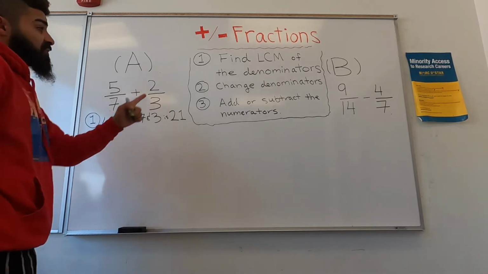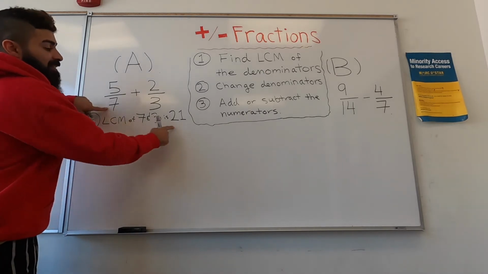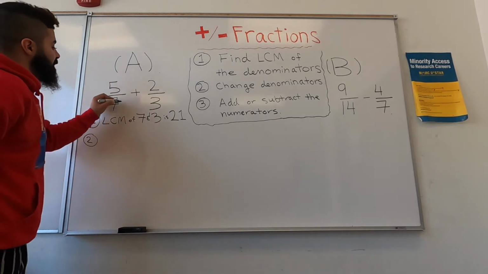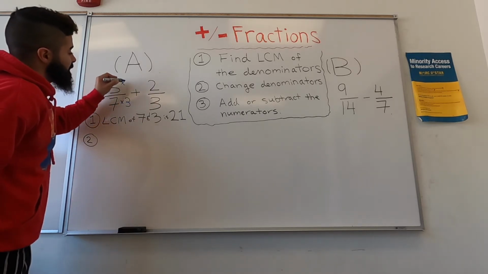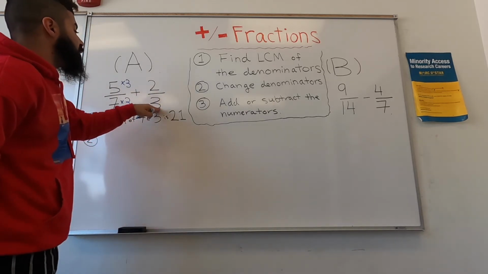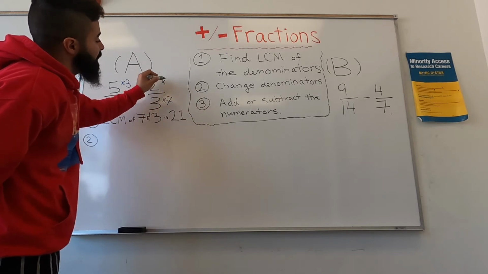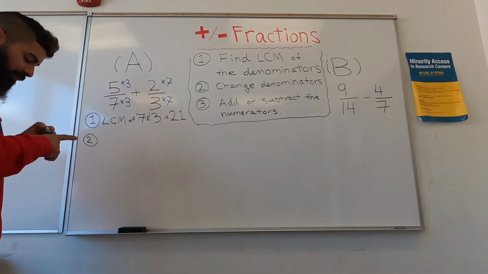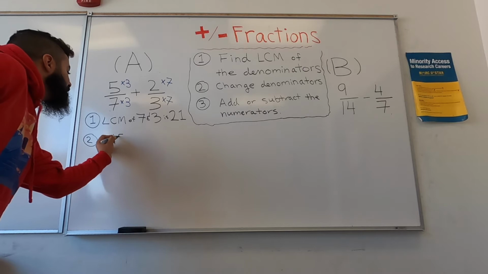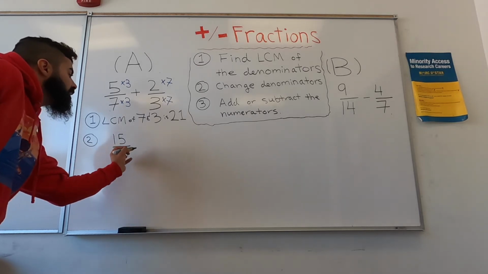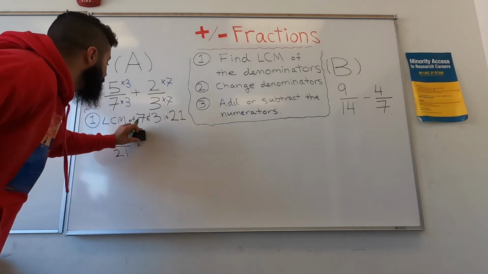Step 2, we must change the denominators. So we're going to go ahead and multiply the 7 by whatever we have to multiply it by to equal 21. So that means we multiply the 7 by 3. And whatever you multiply the bottom, you got to multiply the top as well. So the top gets multiplied by 3. 3 over here gets multiplied by 7 to equal 21. So you multiply the top by 7 as well. All right. So for step 2, after changing the denominators into the LCM, we get 15 over 21 plus, what is that? 14 over 21.